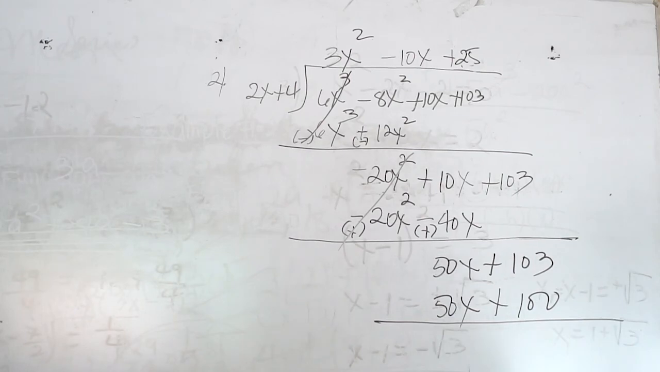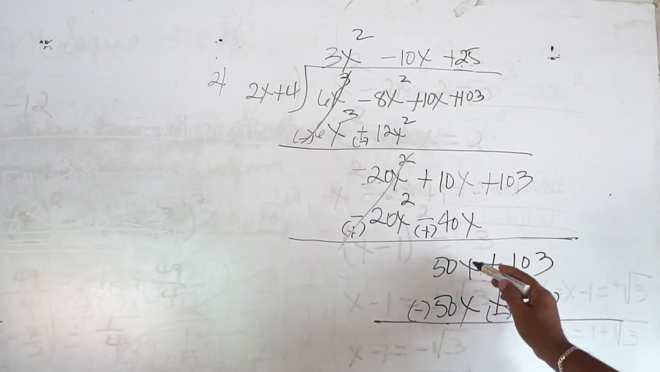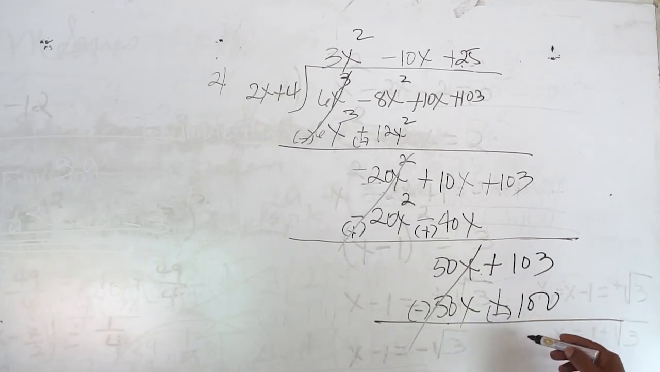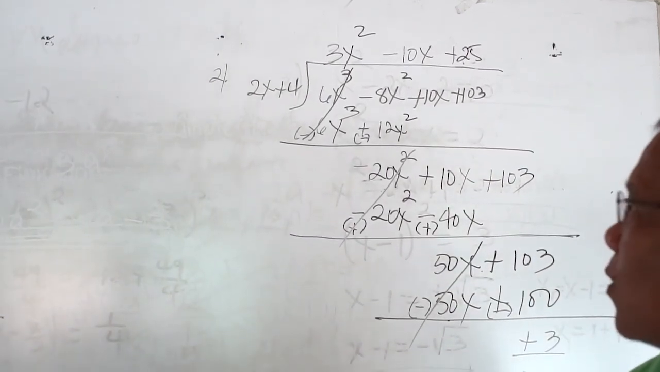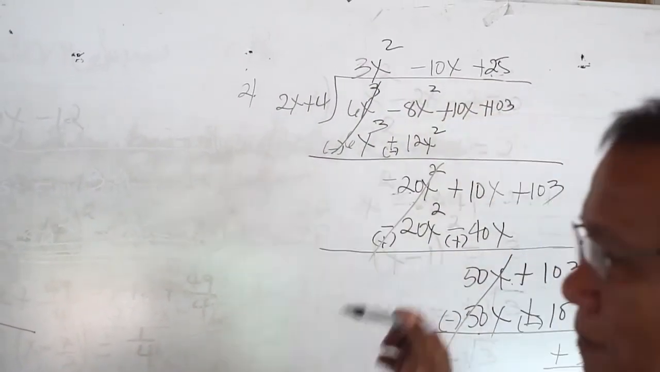Then change the sign of the subtrahend. So positive change to negative, then positive change to negative, then add. Positive 50x plus negative 50x, the result is 0. Then positive 103 plus negative 100, so the result is positive 3. Okay, so the remainder is 3. Then our quotient is 3x squared negative 15x positive 25.